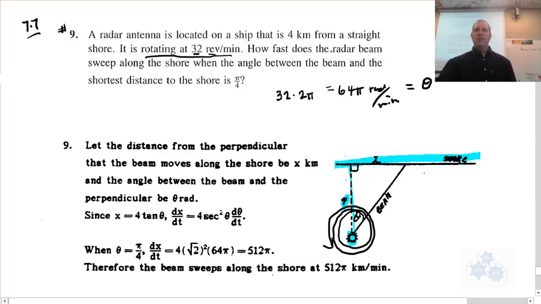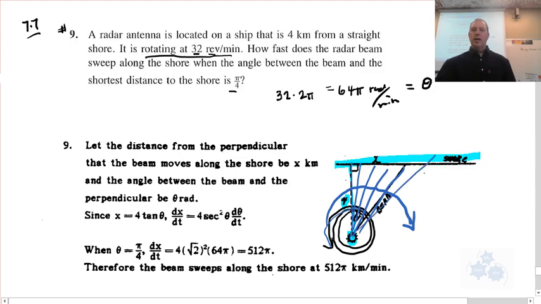So how fast does the radar beam sweep across the shoreline when the angle between the beam and the shortest distance is pi over 4? So now what you have to think about is this. Let's say it's not going this way. Let's say it's going this way. The beam is rotating kind of this way, okay? And so it's shooting a beam here. This is the shortest distance. Then it's shooting here, here, here, here.